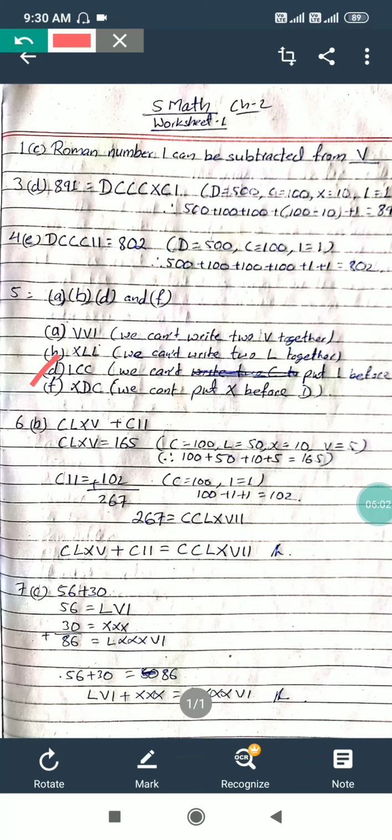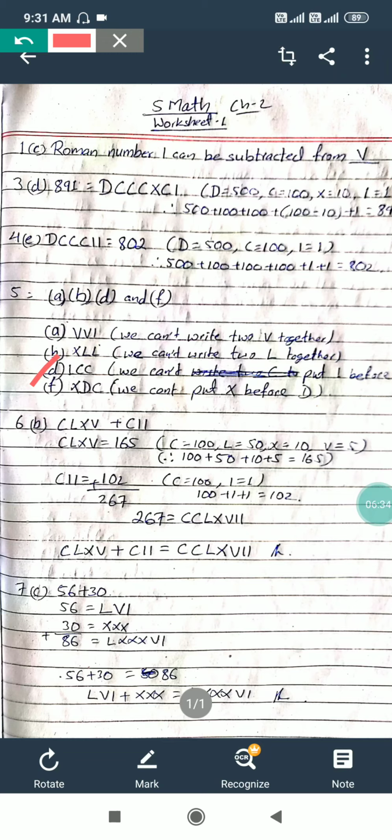And the rest of the numbers are according to the rules. Only three numbers are according to the rules: number C, XL, and number E, CM, and number G also, CDL. So 1, 2, 3, 4, 5, 6, 7. Out of 7 numbers, 4 numbers are written wrong and 3 numbers are written correctly.